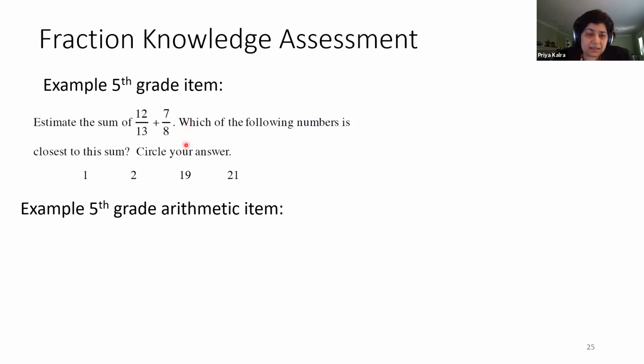This is actually asking students or participants to get in touch with that sense of a fraction's magnitude. About how big is 12/13? About how big is 7/8? And pick the answer here. Here's what I'm referring to as a fraction arithmetic item. This is just straight up arithmetic, no word problem, no context, but with fractions.